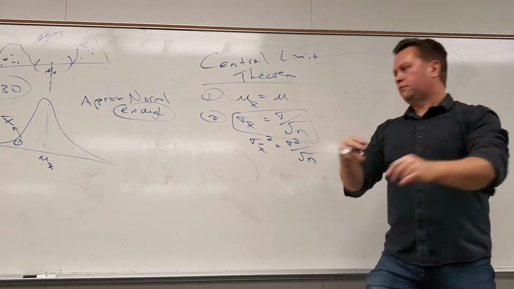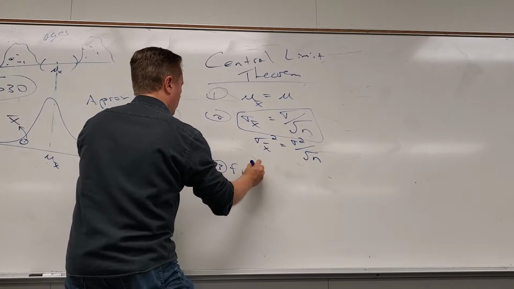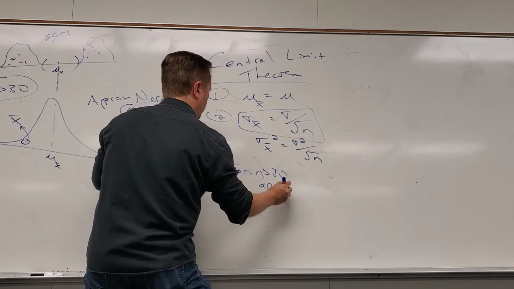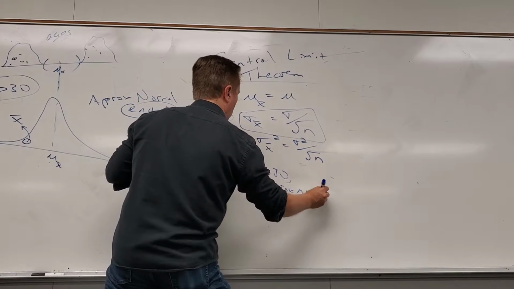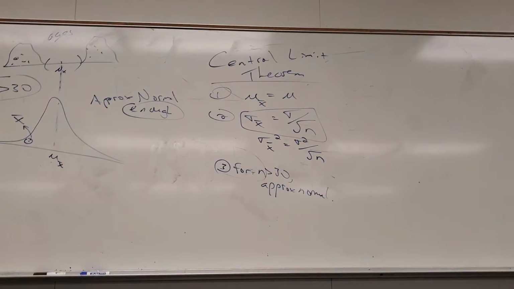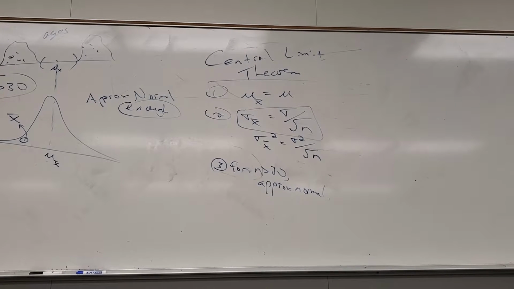All right, before we do an example problem, the third thing is for n greater than 30, the result is approximately normal. So let's take a look at this picture here. This might make a little more sense now that I talked a little bit about the idea. Everybody's got this dude, right?